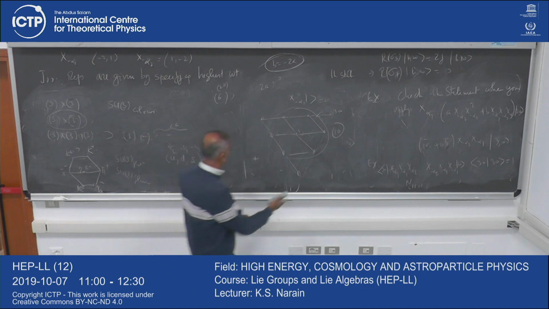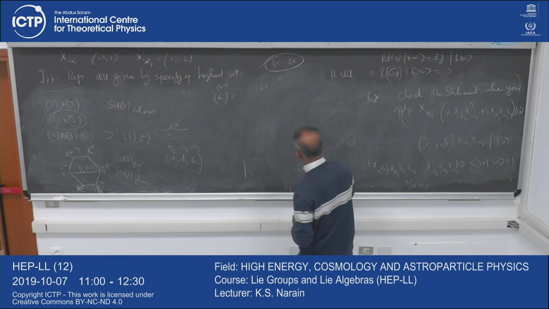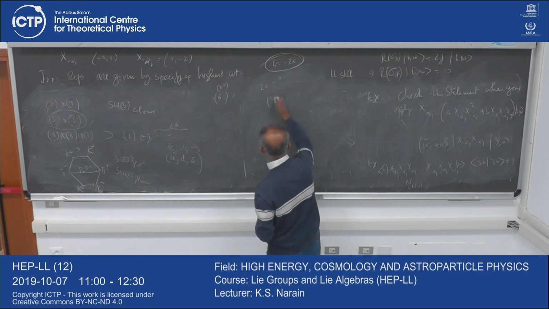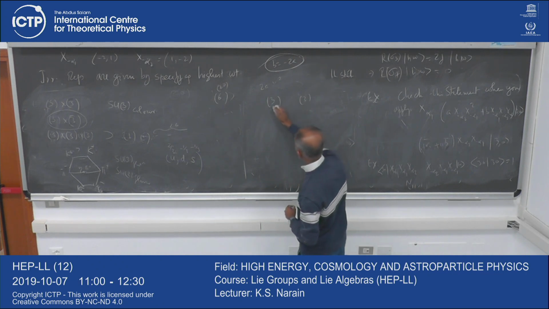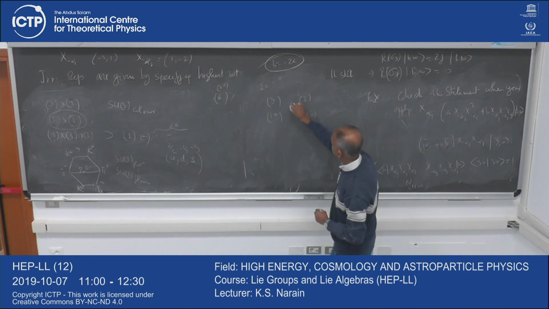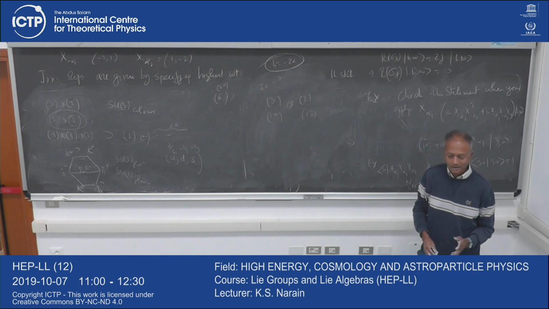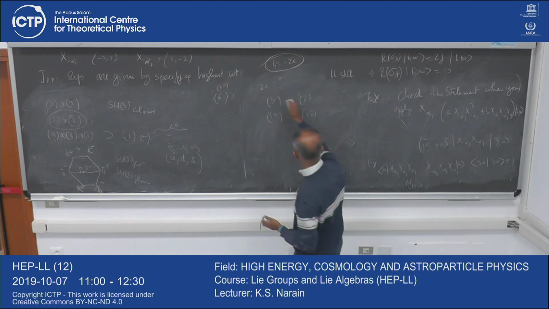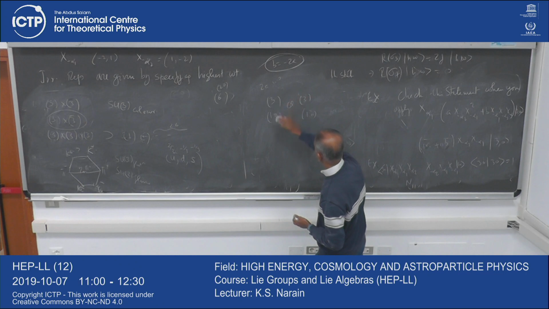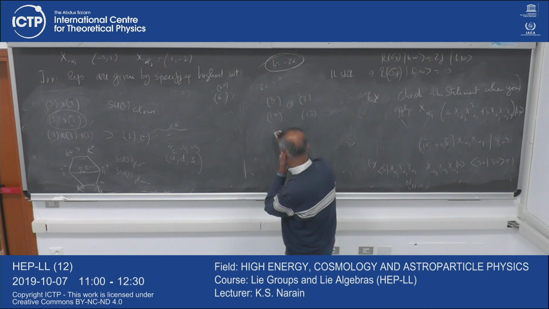Okay, so let's quickly just do this 3 times 3. So the highest weight was 1, 0. When I take the tensor product, eigenvalues add up, right? So the highest eigenvalue is 2, 0. So remember this. What are the other weights?